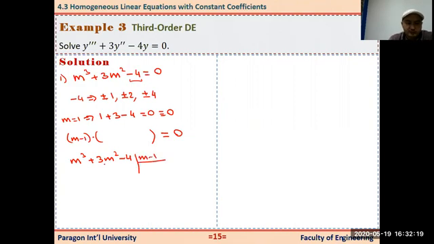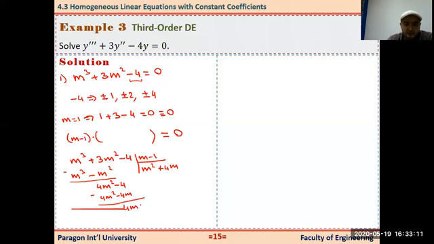M cubed is divided by m, that is m squared, and multiplied back, m squared times m, that is m cubed, m squared times negative 1, minus m squared. If you subtract this, that is equal to 0, and 3 minus 1, that is 4m squared minus 4. Now we'll continue. 4m squared is divided by m, that is plus 4m. 4m times m, that is 4m squared minus 4m, right? If we subtract this, we have 4m minus 4.